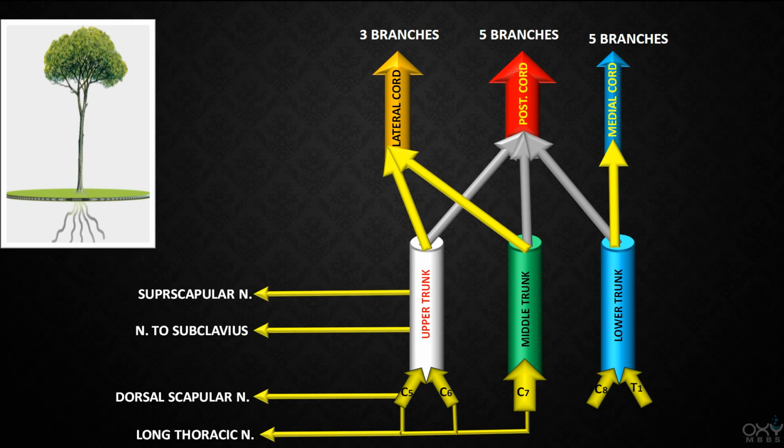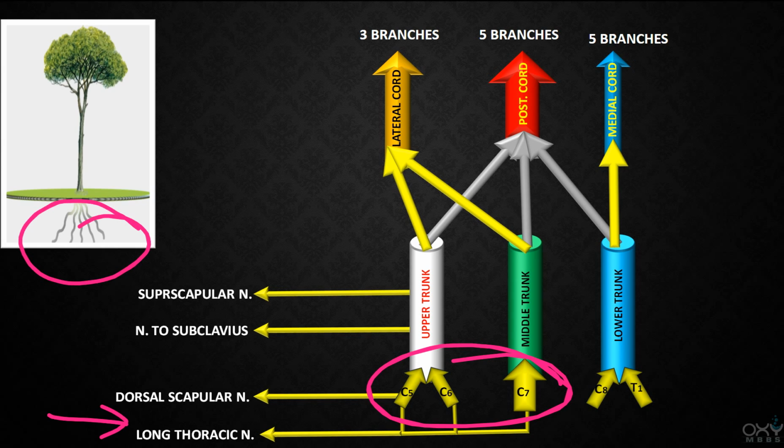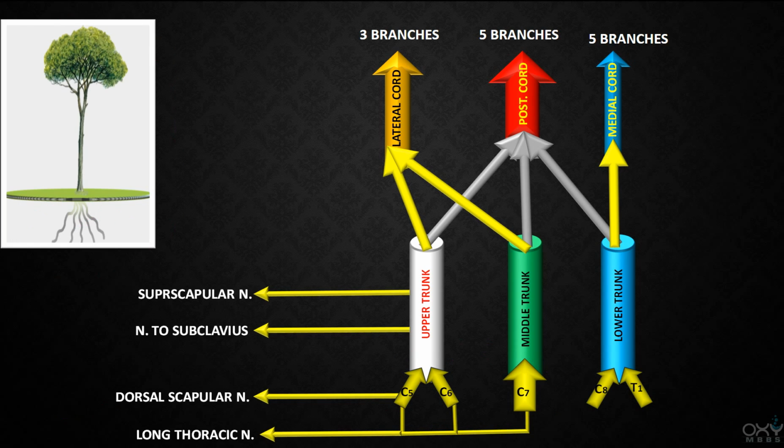Now friends, how will you remember that long thoracic nerve is a branch of roots? It is very simple friends. Now use your common sense. The thing which will come from the root side will be the longest with respect to the topmost part of the tree. That is why friends, long thoracic nerve is a branch of roots.